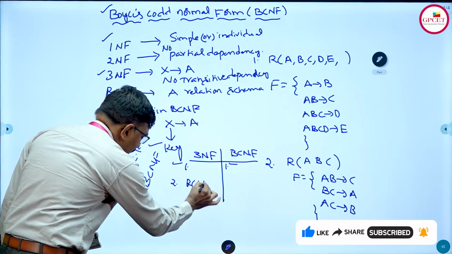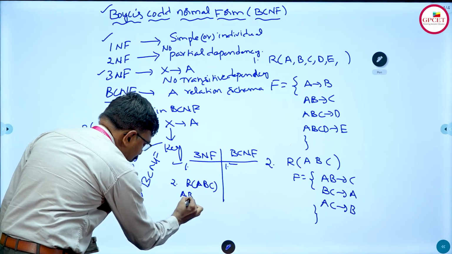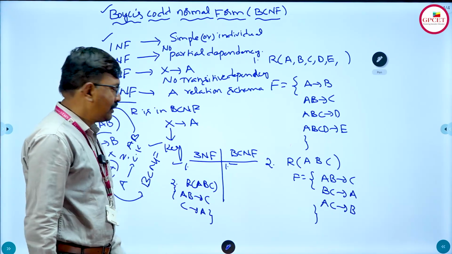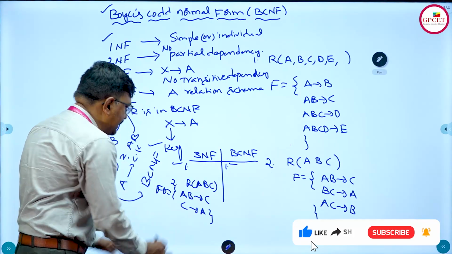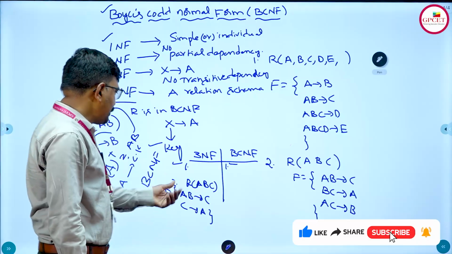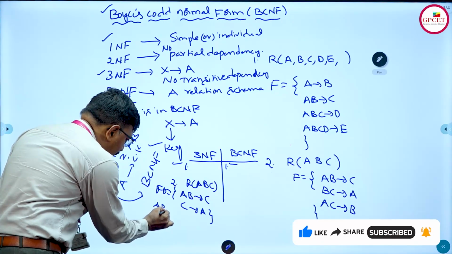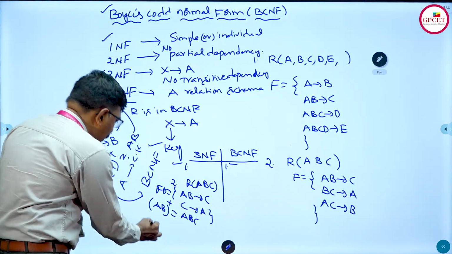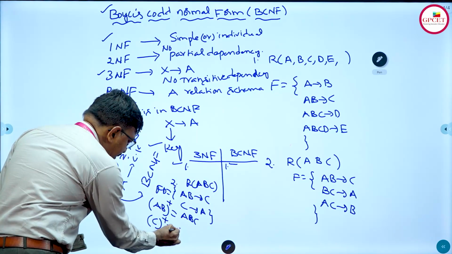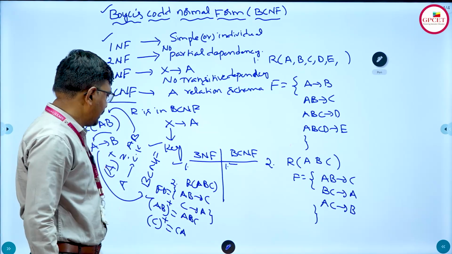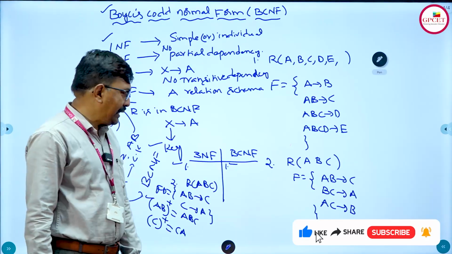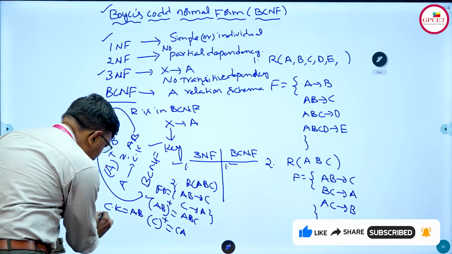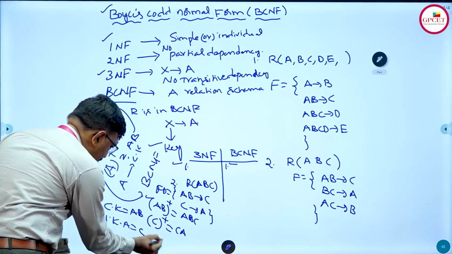Example: R of ABC, with AB tends to C and C tends to A. This is an example of third normal form. Functional dependencies are AB tends to C and C tends to A. Observe here what the candidate keys are. AB closure is A, B, C. C closure is C, A. That's why AB is a key and C is not a key. So the candidate key is AB and the non-key attribute is C.